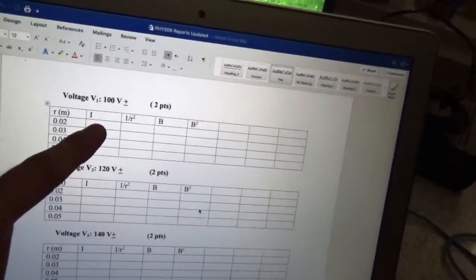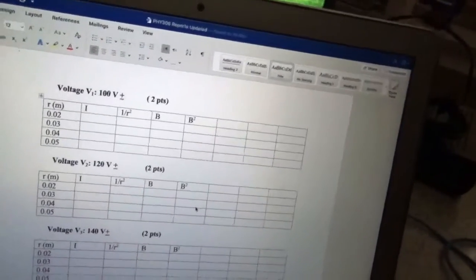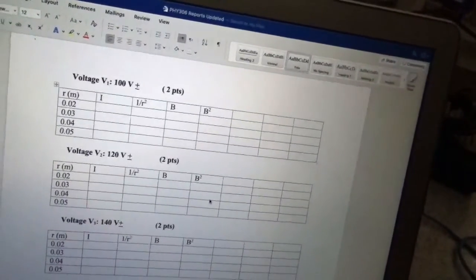So over here, using that ammeter, you are going to be recording the corresponding amount of current that you have applied for the first trial, which is 1.25 amps. So in that table over here, you are going to start by recording the first value for the electrical current, which is going to be 1.25 amps.